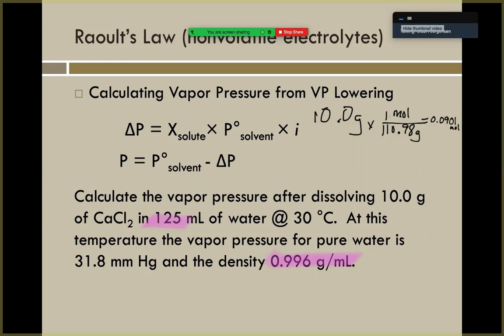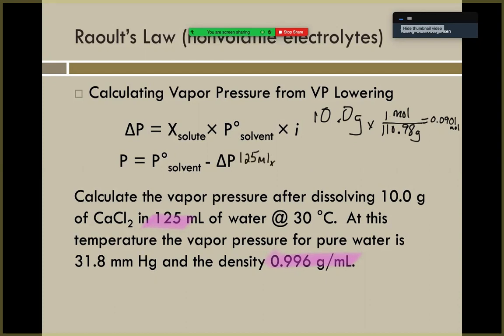A couple different ways you can do this. If you want to set up the density equation directly and use that to change it into grams, and then once you've got grams, change it into moles, you can do that. You could also use the density as a conversion factor, and that's what I'm going to do just to give us a different look at this. So we've got 125 milliliters of water.